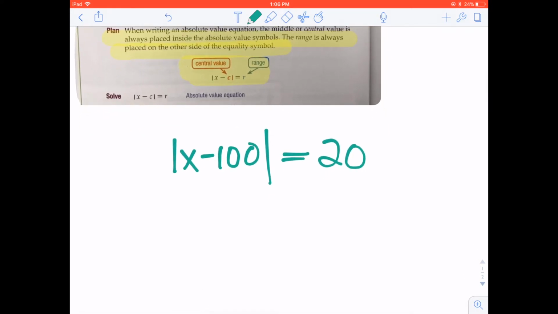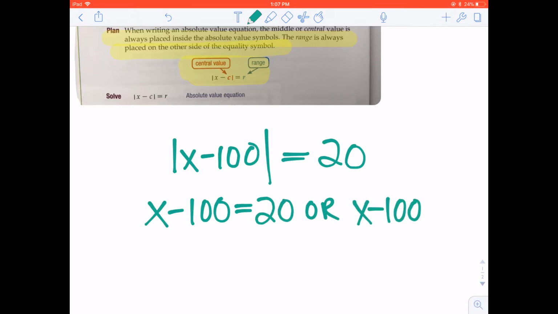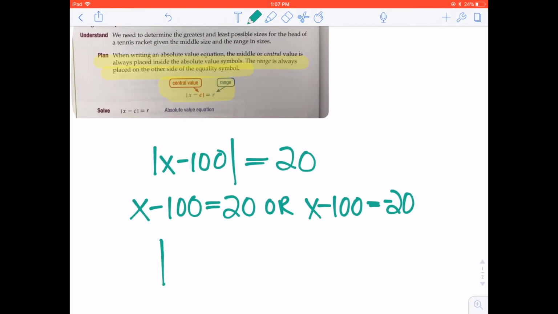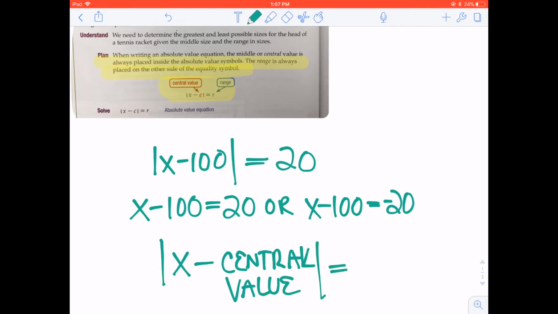And then when you go about solving it, it's the same as your other absolute value equations, right? We'd have x minus 100 equals 20, or x minus 100 equals negative 20. And you would solve both of those, and those would give you your options for x. Don't forget to plug it back in and check it. Okay, so the biggest thing here is x minus central value is going to equal your range. That's how you set up these absolute value equations, okay?